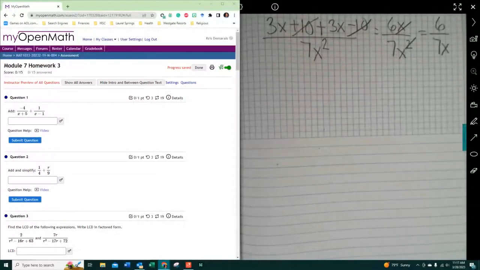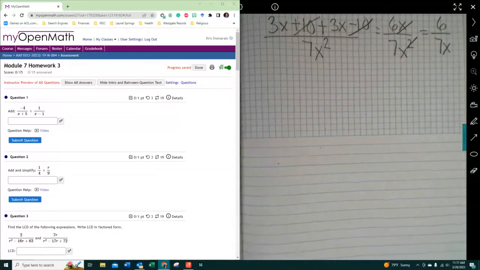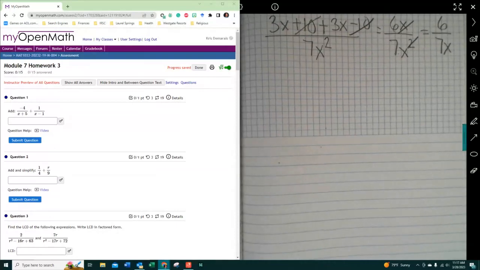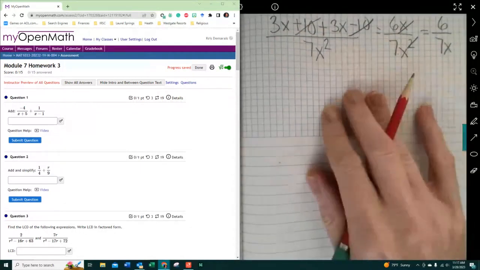All right, students, we're going to look at Module 7, Homework 3 now. So with Module 7, Homework 3, we're now adding unlike fractions together. So in the last lesson, we ended with this question.